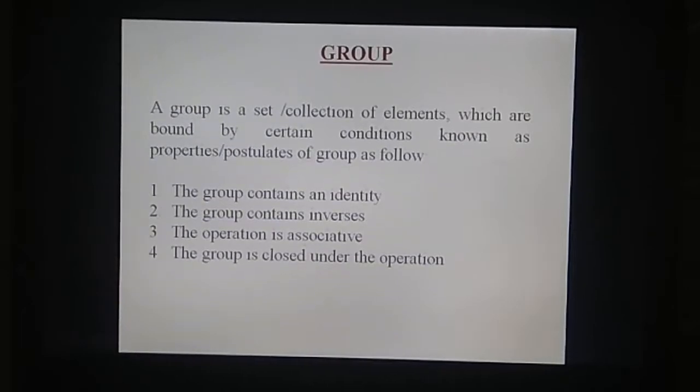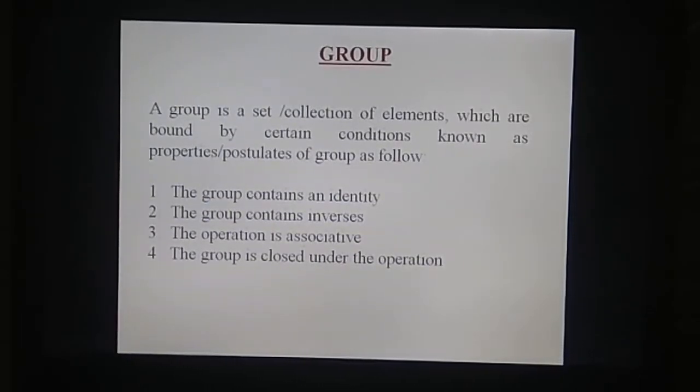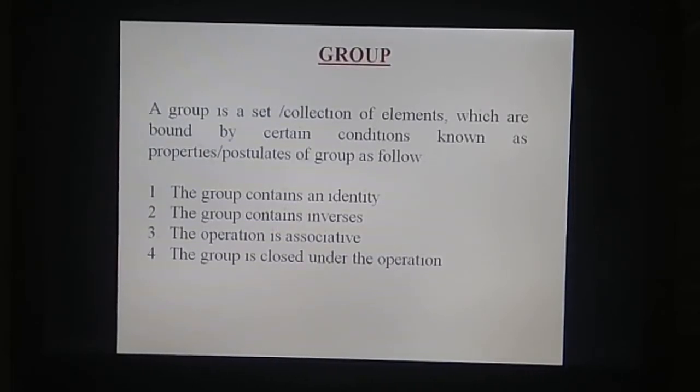First of all, the definition of a group. What is a group? A group is a collection of symmetry elements, but these symmetry elements or this collection must follow certain conditions which are known as the properties of a group or postulates of a group. So, I again repeat, what is a group? It is a collection of symmetry elements which are bound by certain conditions known as properties or postulates of groups. And there are 4 postulates.